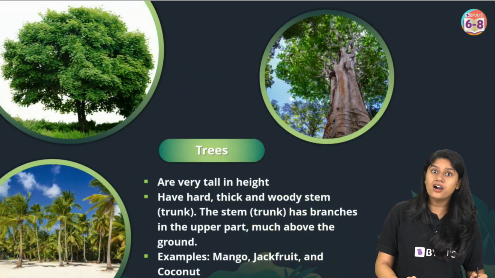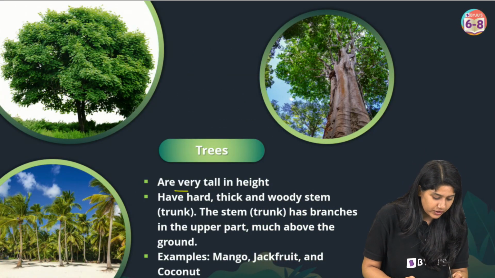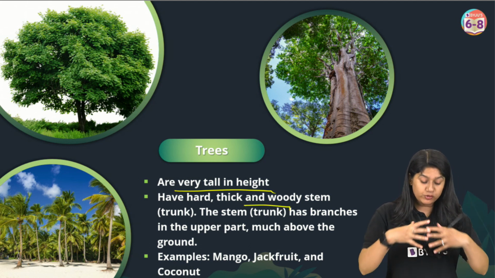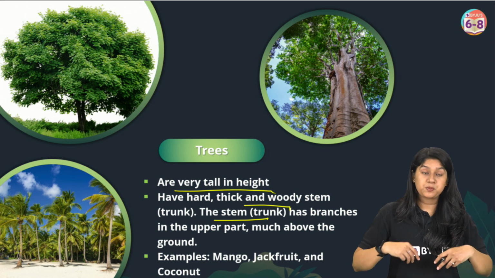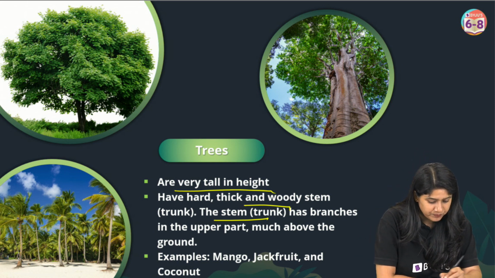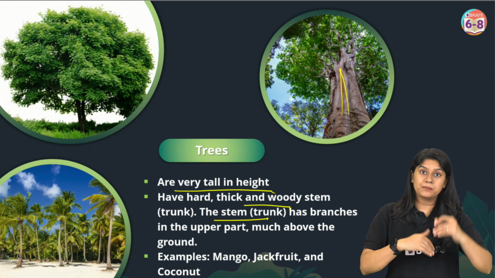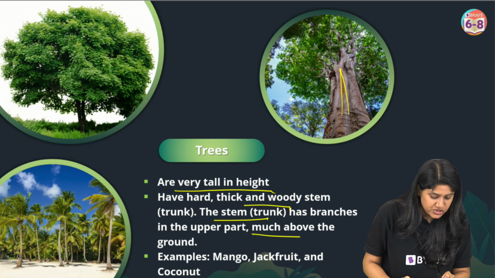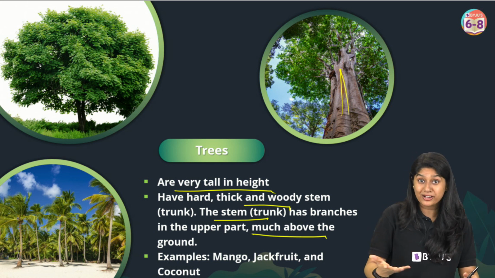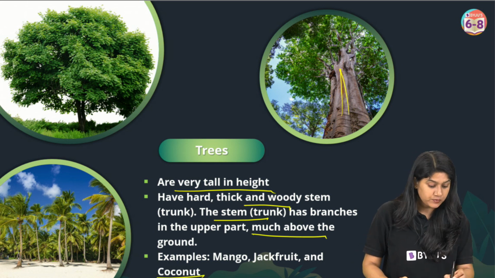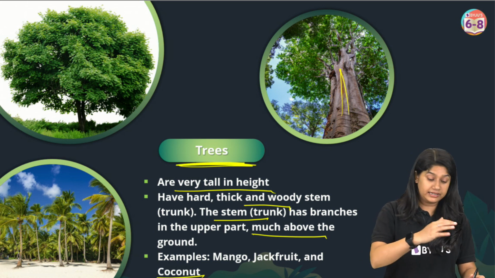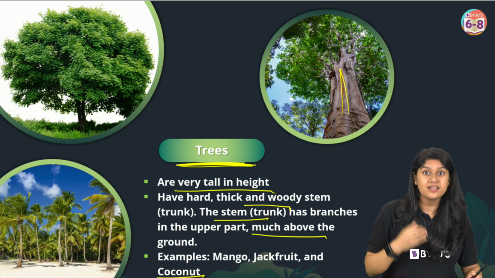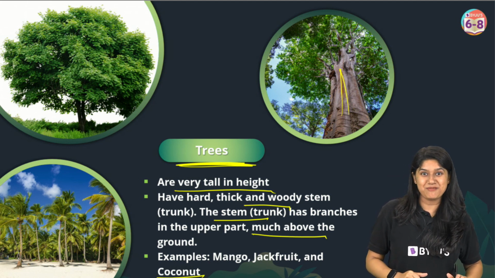Then we have the large trees. Now they are really very tall. They have a very hard, thick, woody stem, which we call a trunk, right? The trunk has branches in the upper part. So we will not have the branches at the base only, but we will have the branches arising at the upper part, much above the ground. Examples are mango, jackfruit, and coconut trees. So these are the trees, and these are important examples. So please make sure you remember the characteristics of each one of these because all of these are really very important from the exam point of view.